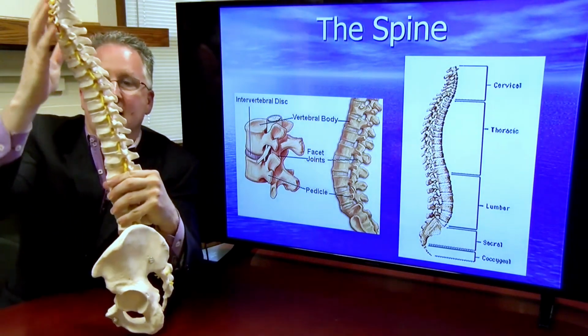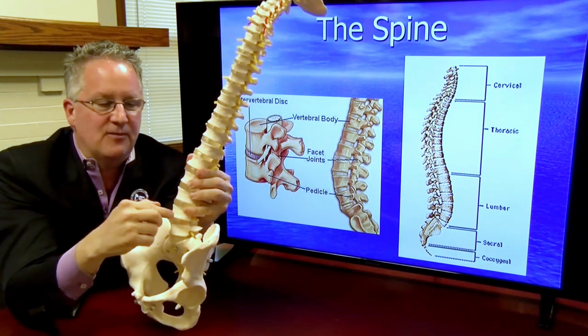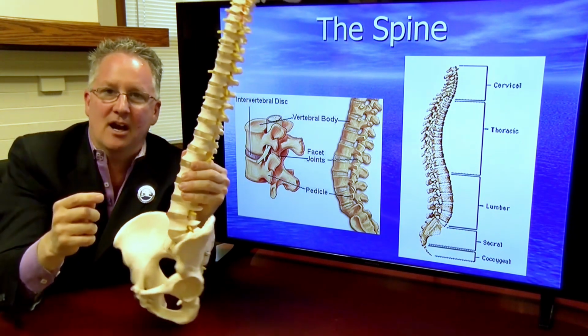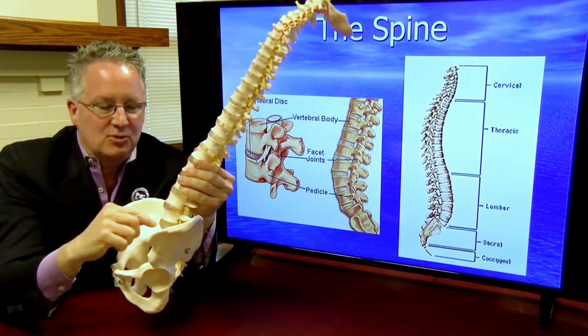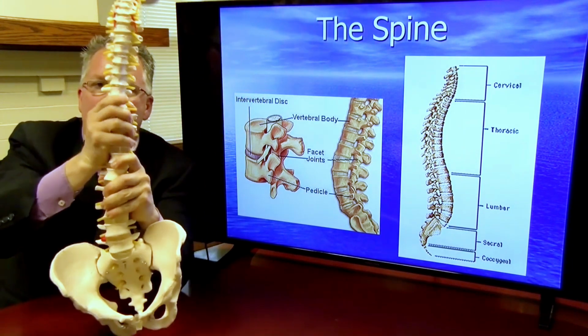So a typical spine looks like this. The head would be here, the hips would be here. There's 24 vertebrae between the head and the hips; the vertebrae are the bones. In between each bone, there is a disc. The disc allows for motion.